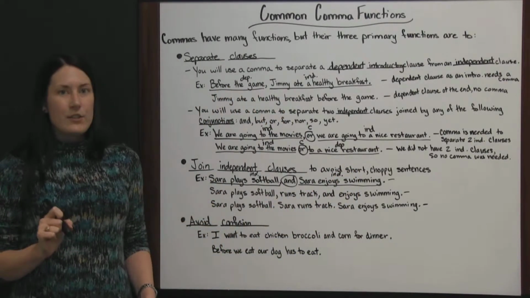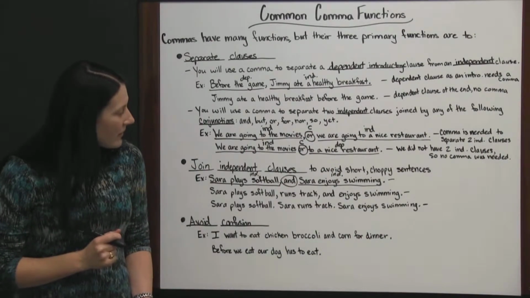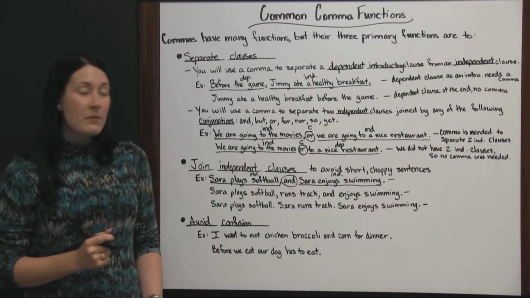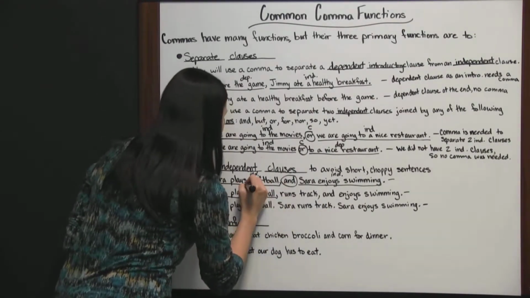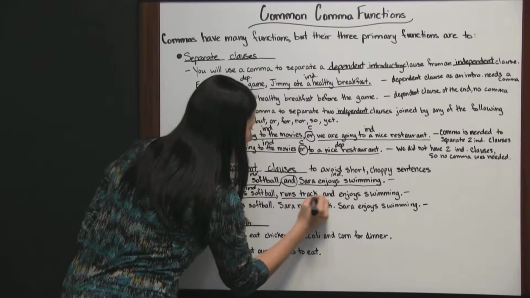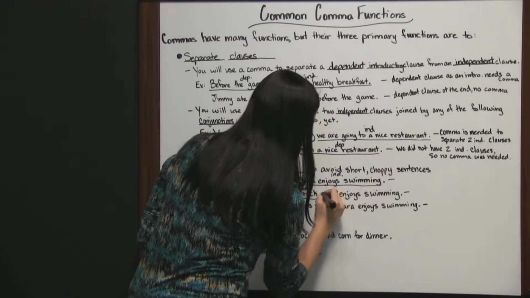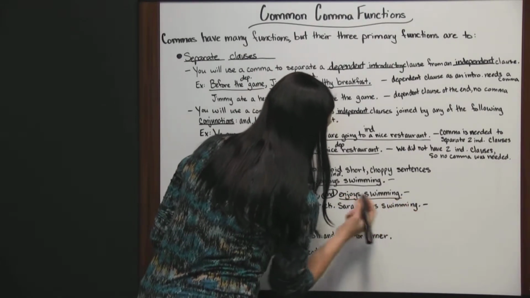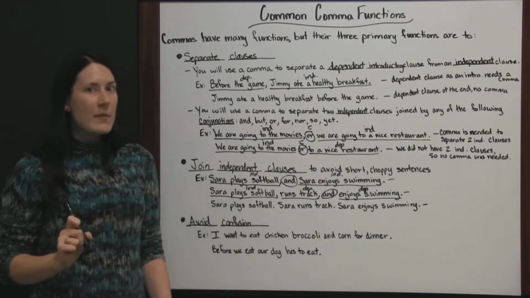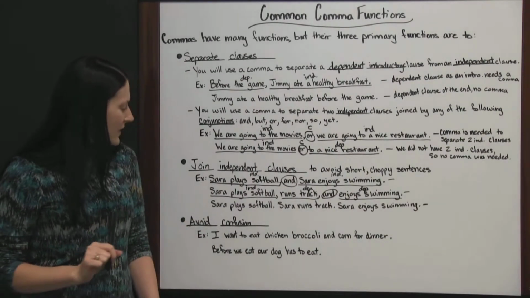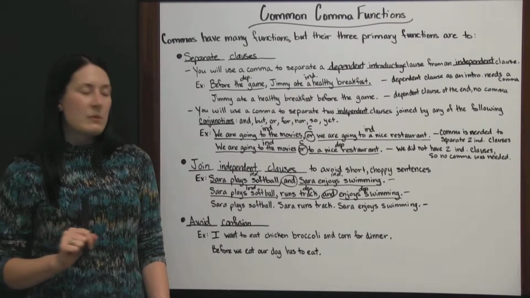Let's look at the next version of this set of clauses. Sarah plays softball, runs track, and enjoys swimming. So Sarah plays softball. This is independent. Runs track is dependent. We have our conjunction, and enjoys swimming is dependent. Yet we still had those commas. And then let's look at the last version. Sarah plays softball, Sarah runs track, Sarah enjoys swimming.